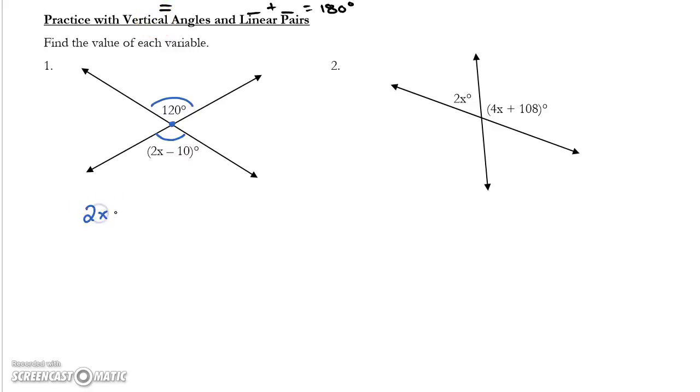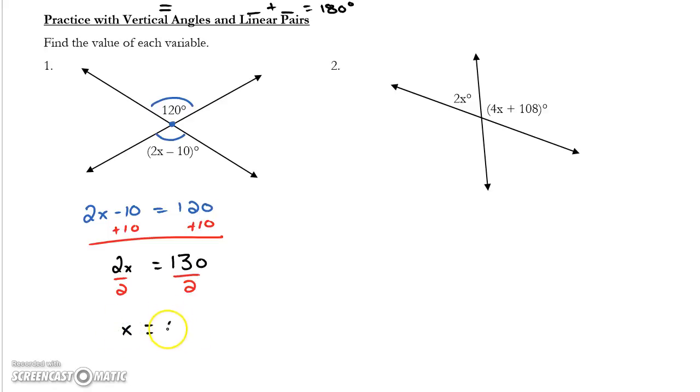So I set 2x minus 10 equal to 120. Now I have to use algebra to solve that. Add 10 to both sides. 2x equals 130. Divide both sides by 2. And x equals 65. That's our final answer.